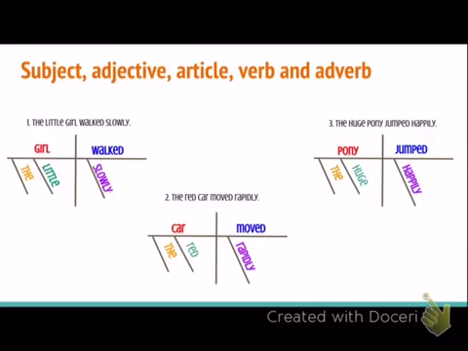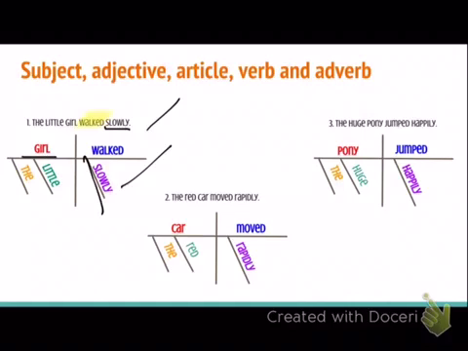Now we're going to have some examples right here. So, the little girl walked slowly. So we're going to first look at our verb. What's our verb? Walked. So we're going to write right here, walked. Now, the little girl walked slowly. Who walked? Well, it's the girl. But, oh, I forgot something. There's another word besides walked. It's walked slowly. So, the little girl didn't walk like normal. She walked slowly. So slowly is describing walked. So it will go below walked. It's an adverb and it's describing walked.